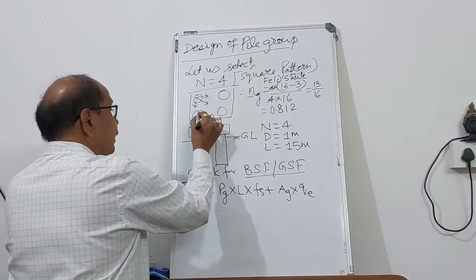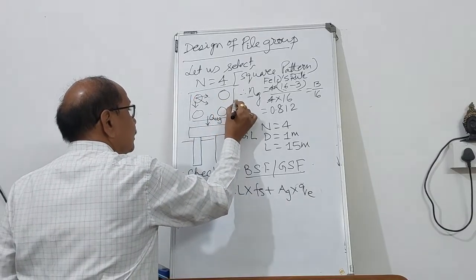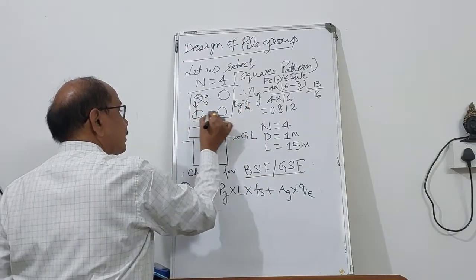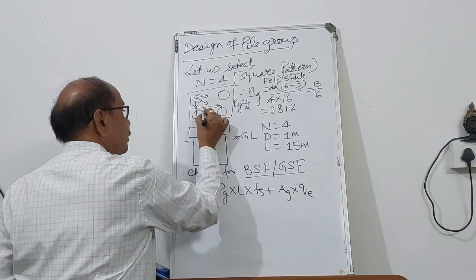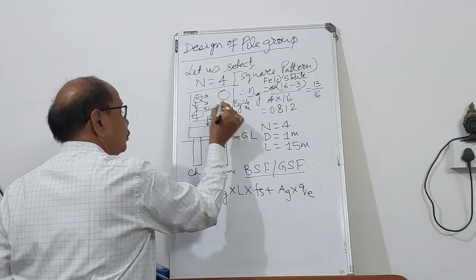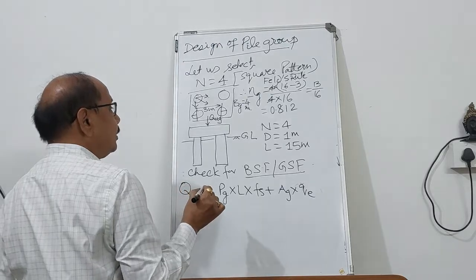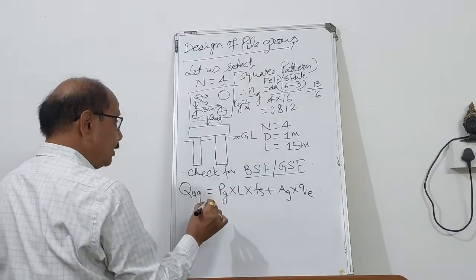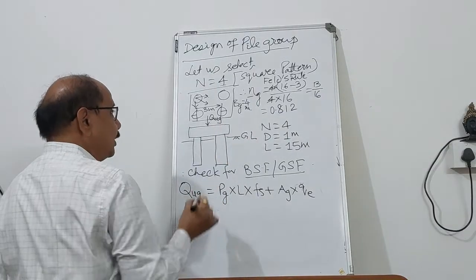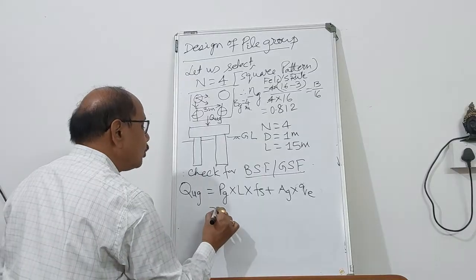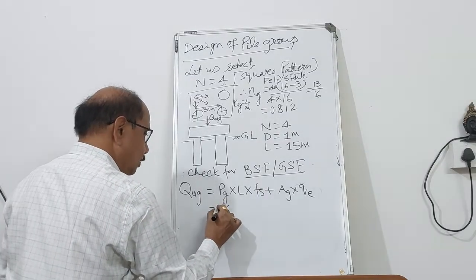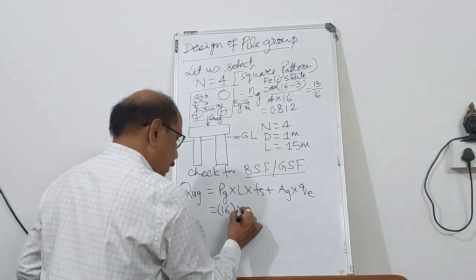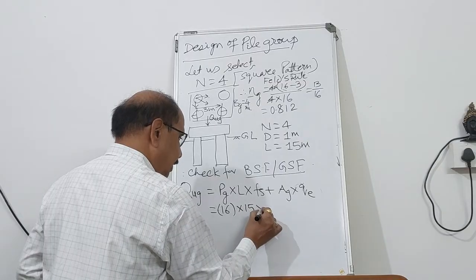The perimeter of the group we can calculate. The diameter is 1 meter, so the width of the group will be 4 meter. Center to center distance will be 3 times D, so 3 meter, plus D by 2 on each side, which becomes 1 meter. So 3 plus 1, 4 meter. So the width of the group is going to be 4 meter, and therefore the perimeter of the group will be 16 meter. So 16 into the length you have provided, 15 meter.